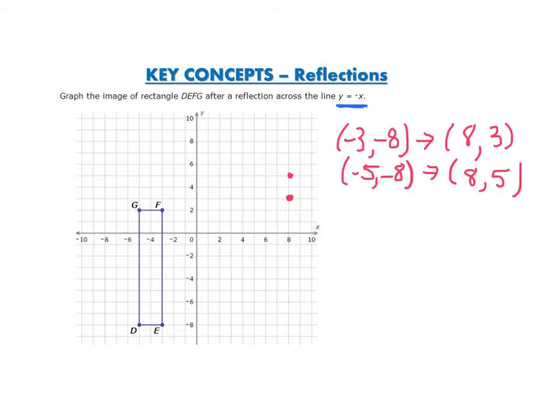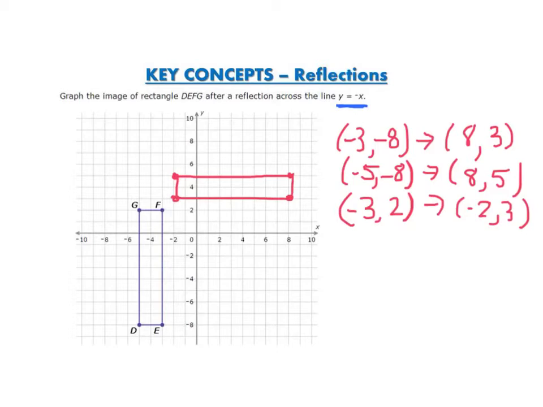F is at -3, 2. That point becomes -2, 3. That one's there. And of course the other one is 2 away from it. I really don't have to mark that point. And now that rectangle has been reflected across the line y equals -x.